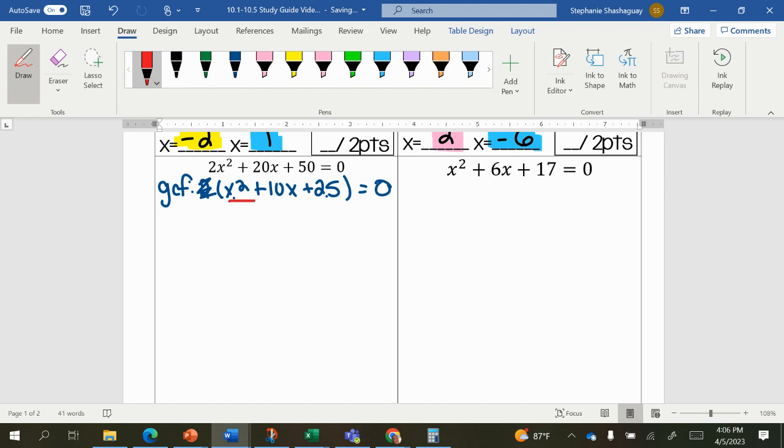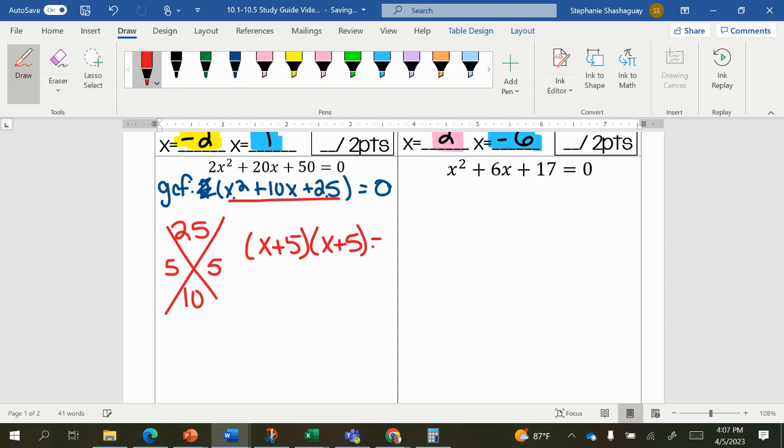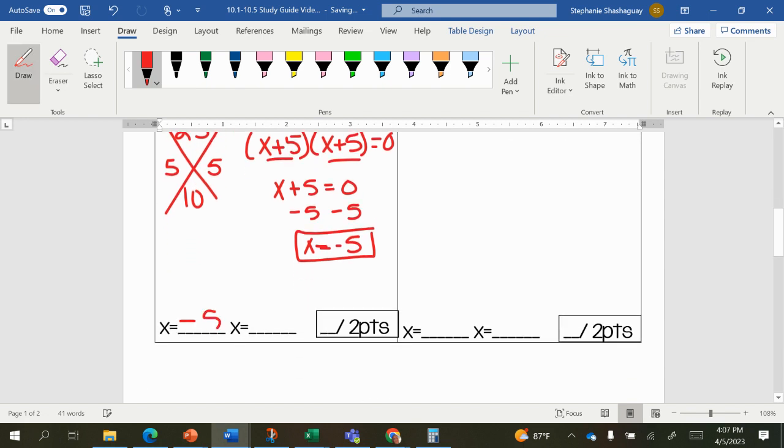Now, if I'm looking at this, I'm going to try to factor that first. So what are two numbers that multiply to give me 25 and add together to give me 10? Well, that's 5 and 5. So I could factor this as x plus 5 and x plus 5 is equal to 0. Well, I have the same exact factor, so all I have to do is set x plus 5 equal to 0, subtract 5 and subtract 5, and x is equal to negative 5. So there ends up only being one solution, which is negative 5.